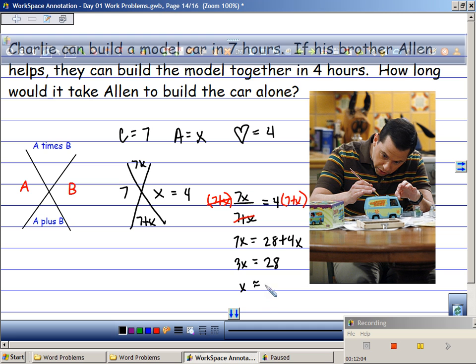Somebody want to make an estimate for me? What do you think? 9 times 3 is 27, right? Good job. If 9 times 3 is 27, you'd only have 1 left over to get to 28. 1 out of 3 is 0.33, or 9 hours and how many minutes? Good job. 20 minutes. You guys are doing good.